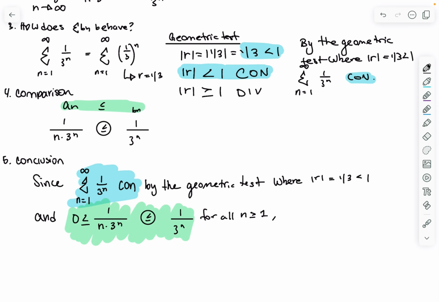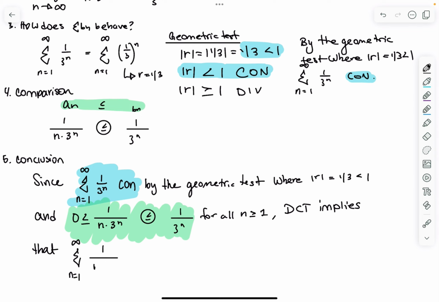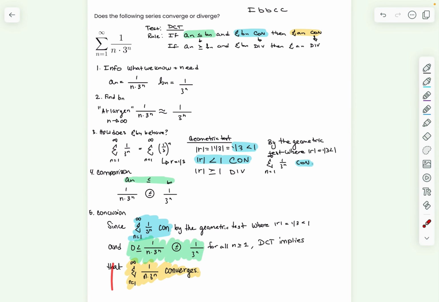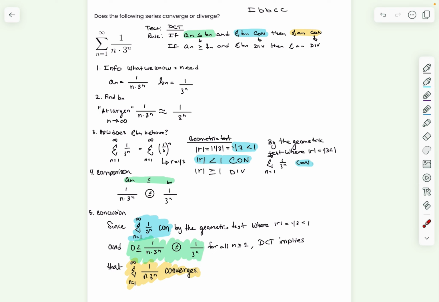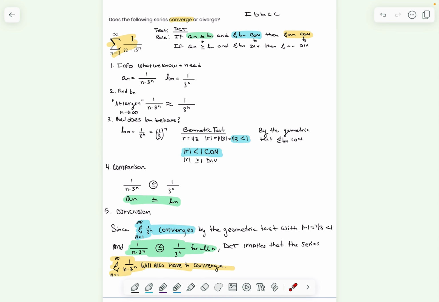Then we say, comma, DCT implies, the direct comparison test implies that the given series from n equals 1 to infinity, 1 over n times 3 to the n, will also have to converge as well. That's the yellow part over here. So this is your answer and this is your justification. So make sure you have your 3 parts from the rule. Green, blue, yellow.